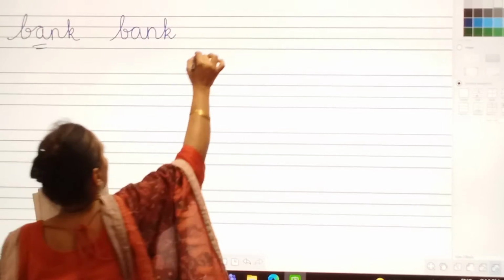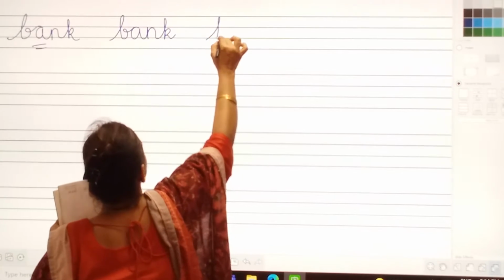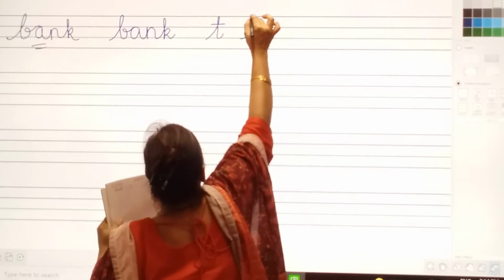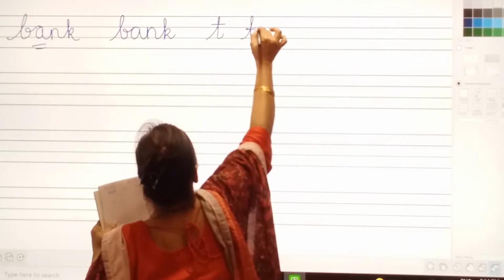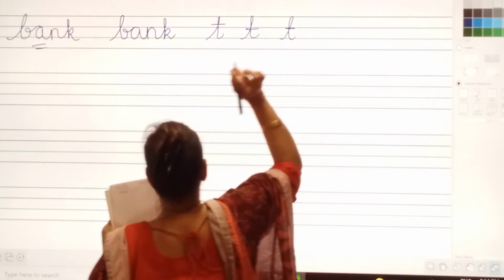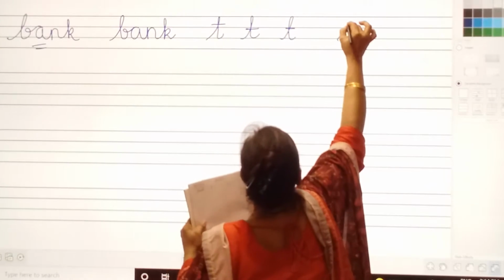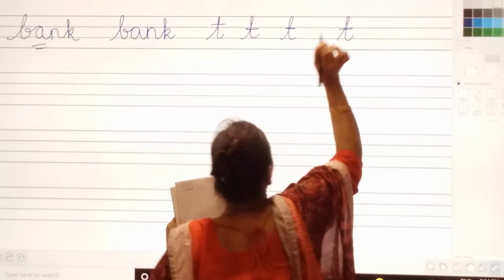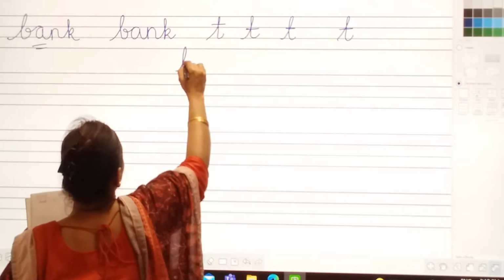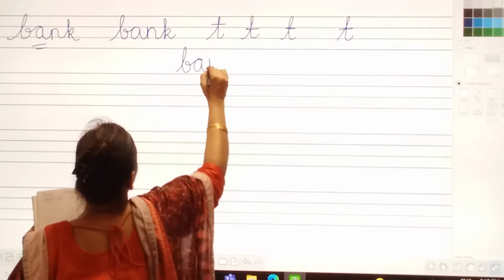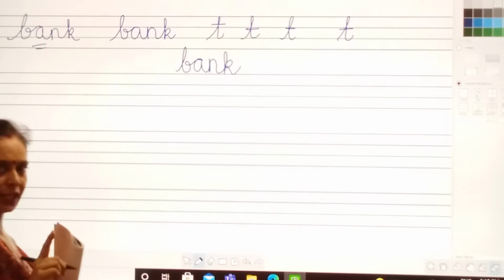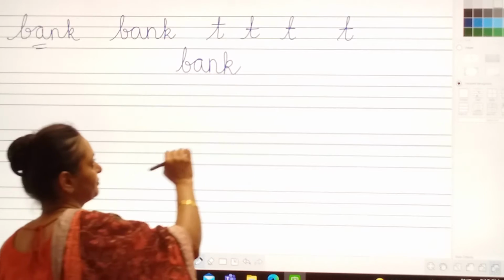B-A-N-K, bank. And along with it we will learn small t. Small t. But this is not the correct formation. We will write in this way. This is small t. Small cursive t. Clear? First was bank. What have we written first spelling? B-A-N-K. It's called bank.